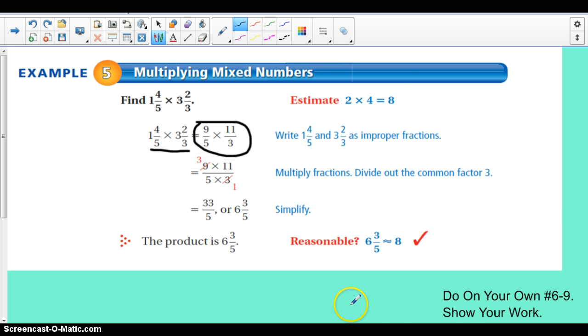Right now, I need you to do examples 6 through 9 in your workbook. Please show all your work and come back when you've completed it.